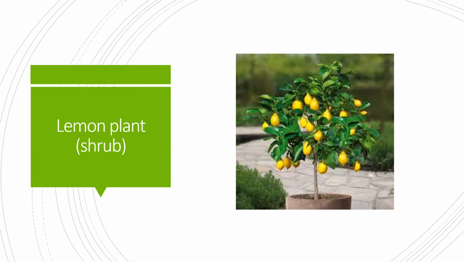The example of shrub, that is lemon plant. So you can see from the base of the stem only, from the base only the stem starts to appear.